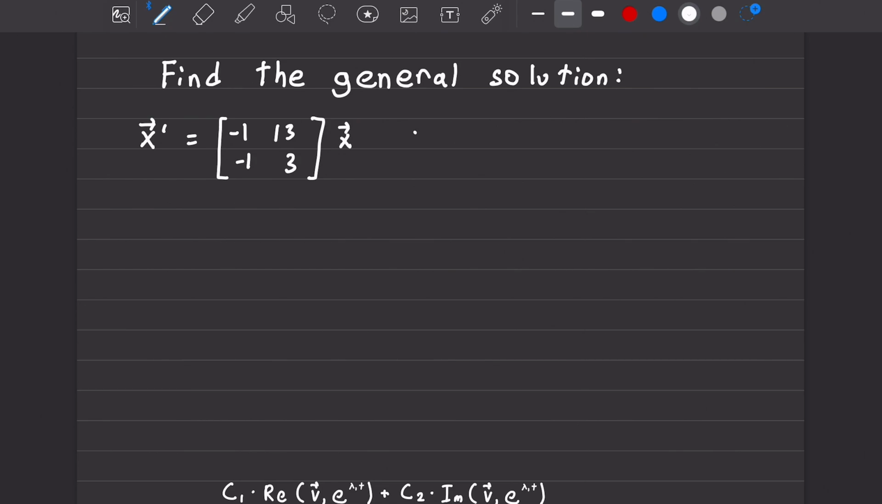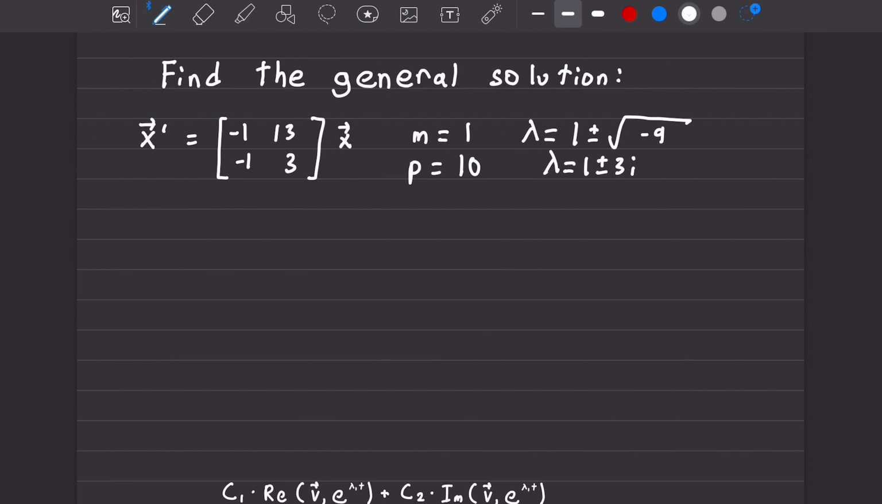Let's see. So our m here is just going to be 1, right? 3 minus 1 is 2, average of that is just 1. And then our p here should be, so we have -3 plus 13. So our p is going to be 10. So we have that lambda is equal to 1 plus or minus the square root of 1 squared minus 10, which is just going to be negative 9. And so our eigenvalues are going to be 1 plus or minus 3i.